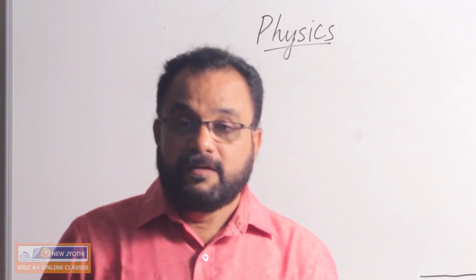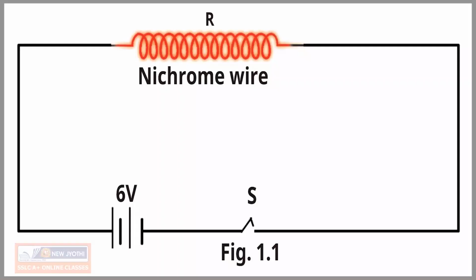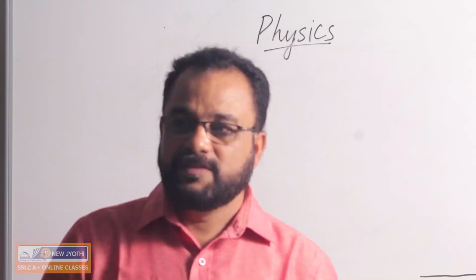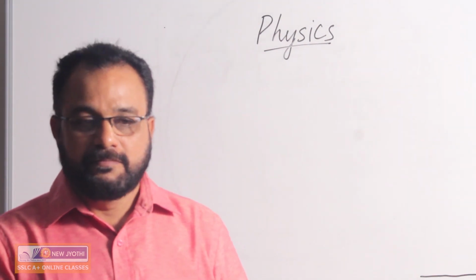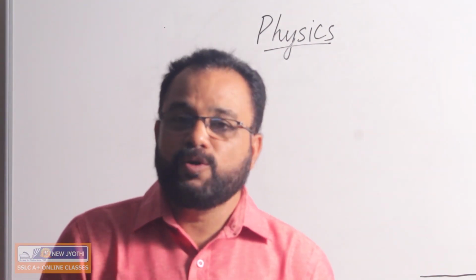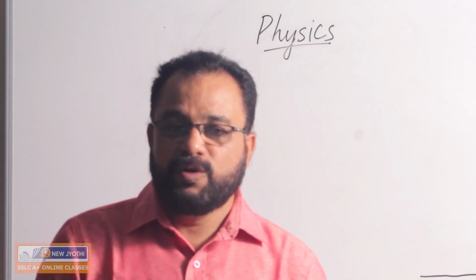Now examine the circuit. In that circuit, the resistance R, the battery and the switch are connected in series. The voltmeter is connected across the nichrome wire and the ammeter is connected in series. With the help of this voltmeter and ammeter, you can measure the voltage across the resistance and also the current through the circuit.